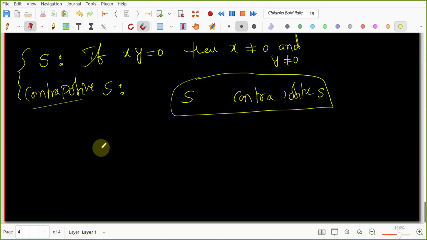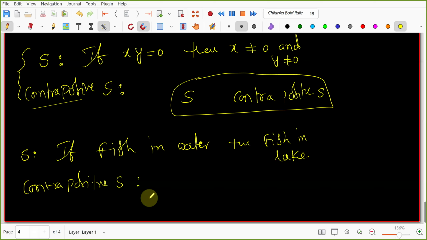That is his question: if S is false, is the contrapositive also false or not? Very good question he asked, right? Okay, if the fish is not in the lake, then the fish is not in the water. Is it always true? This is not always true, right? Then that is also not always true. Is it true or not? Like that we need to ask.